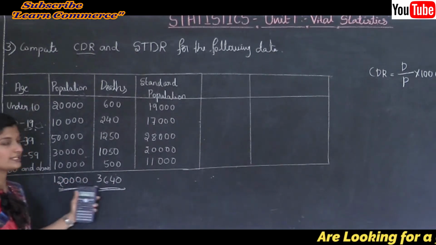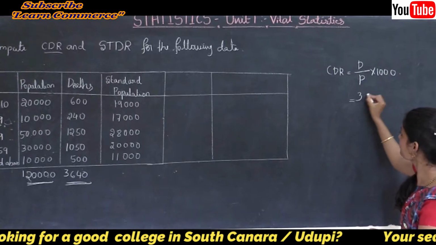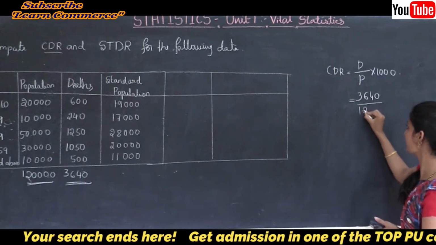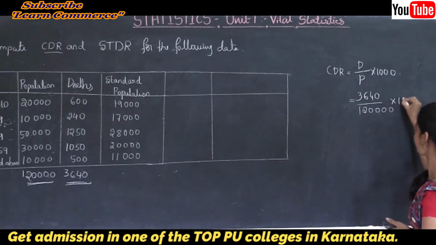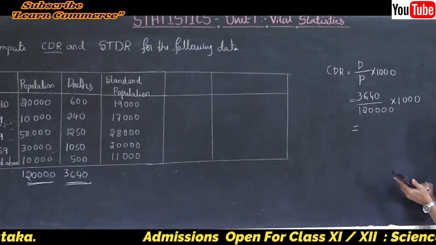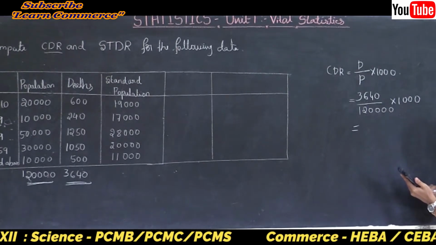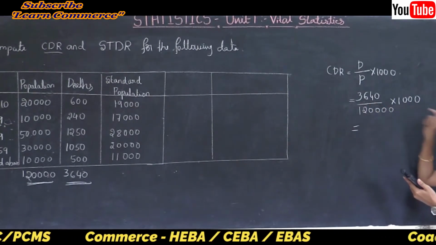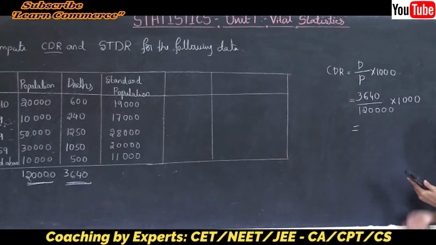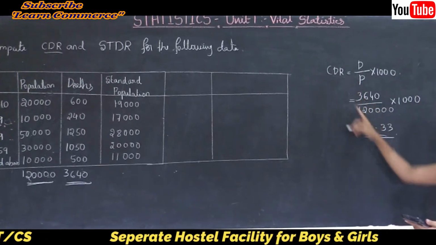Now I will substitute these two values into the formula. CDR is equal to deaths 3,640 divided by 1,20,000 into 1000. That is 3,640 divided by 1,20,000 into 1000, which is 30.33. So here CDR is 30.33.